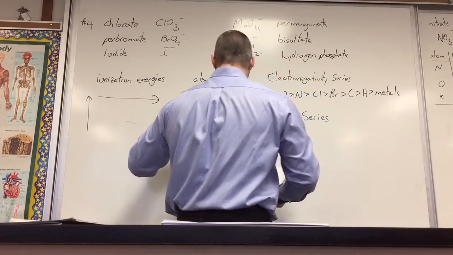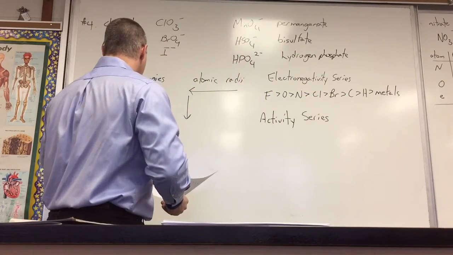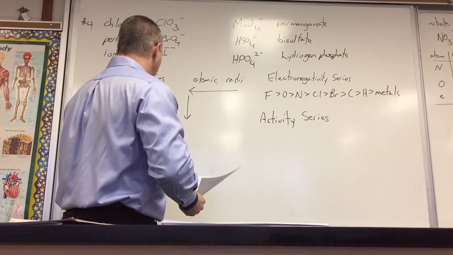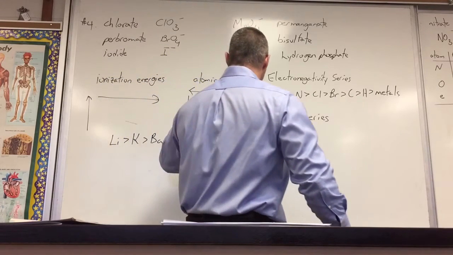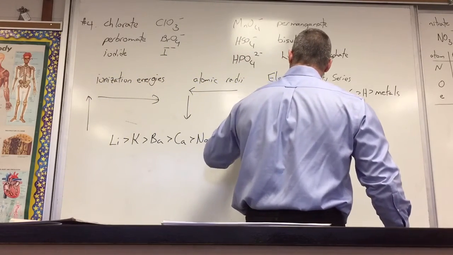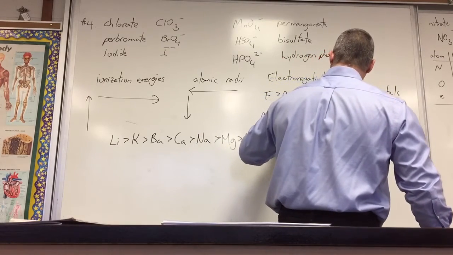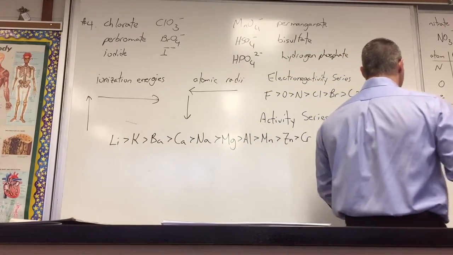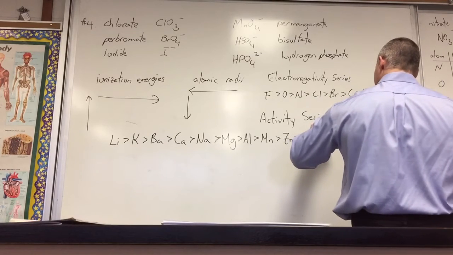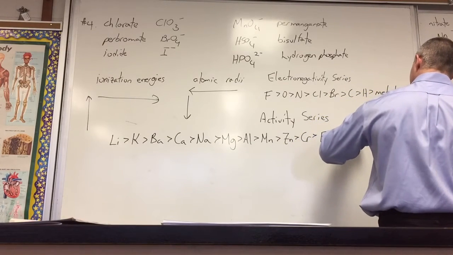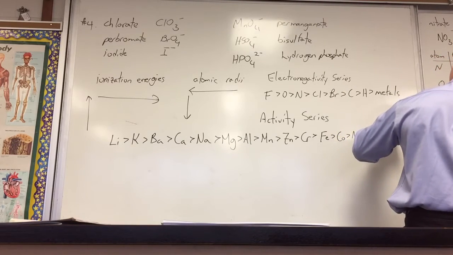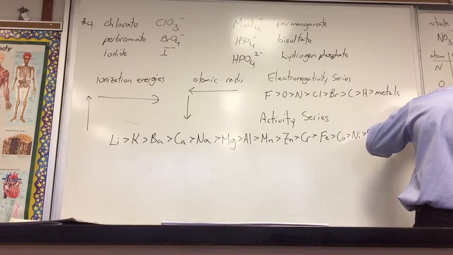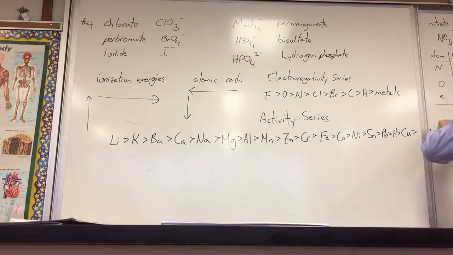And this is how we memorize the activity series. Lik, ba, ka, na, magal, min, zinker, hyponycin, PBH, QAG, UG, Tau.